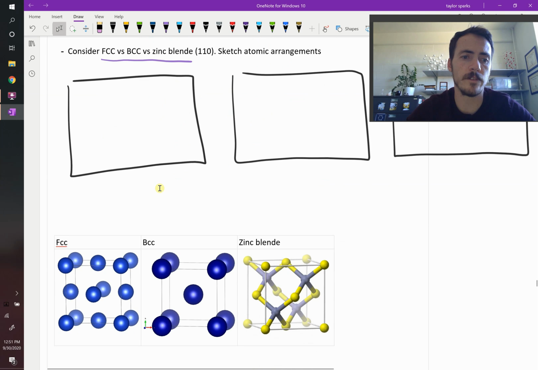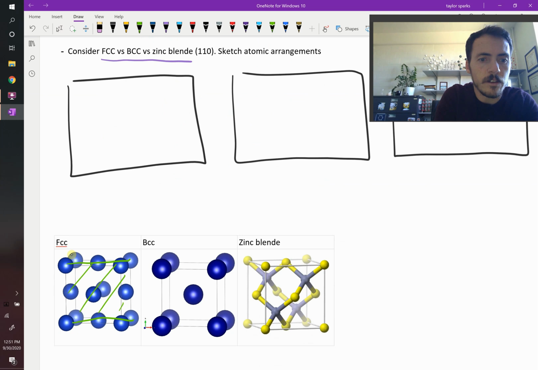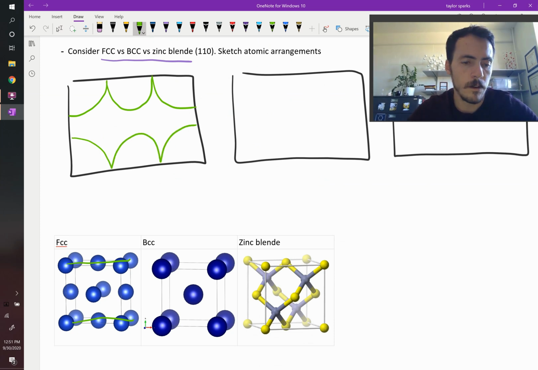Okay, let's start with FCC. We can see that in that plane, what's getting intersected? Well, on the corners and along the face, we're going to have atoms. So it might be something like this. Okay, right? It does not intersect these other atoms, so it's going to go straight through like that. That would be the FCC system.